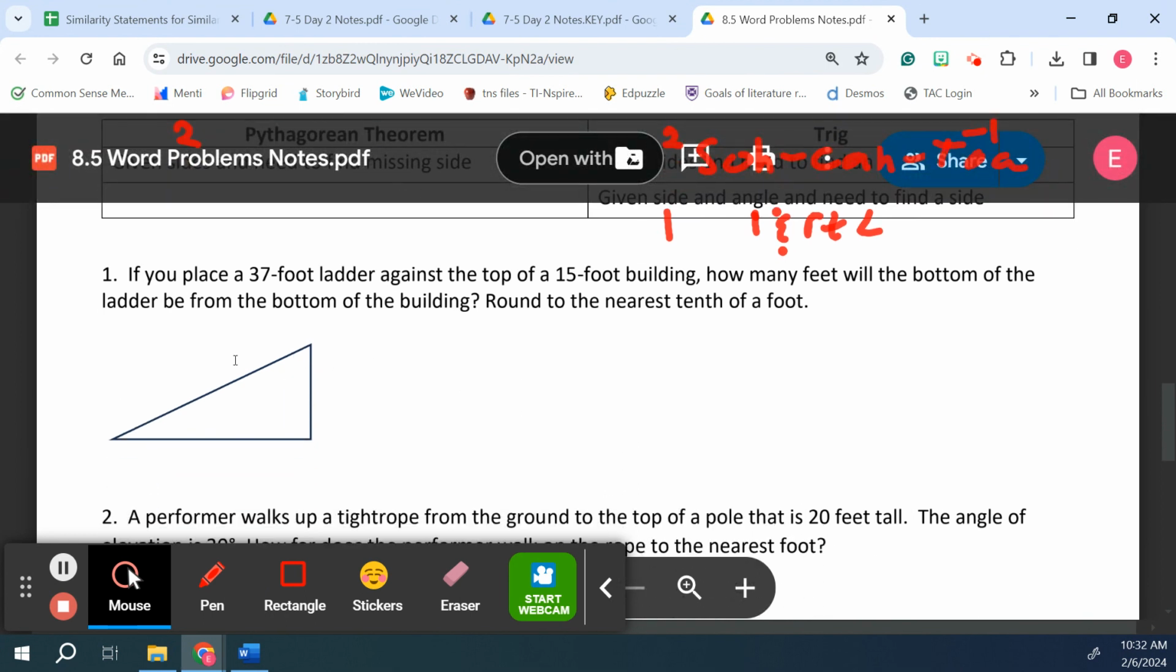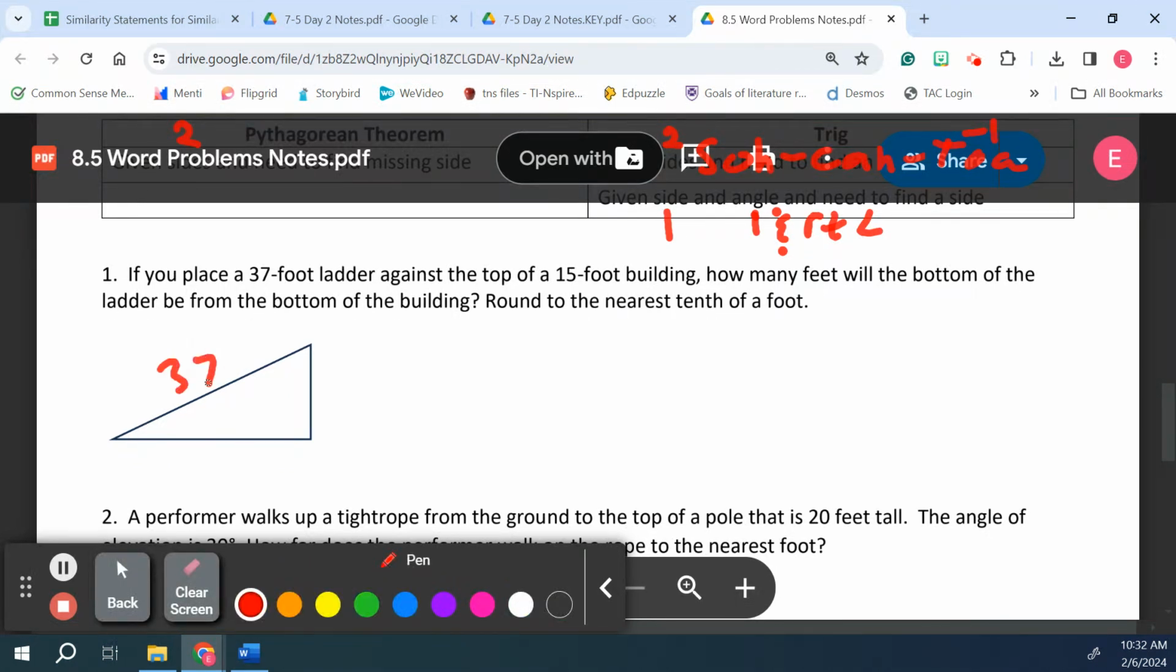If you place a 37-foot ladder against the top of a 15-foot building, how many feet will the bottom of the ladder be from the bottom of the building? Round to the nearest tenth of a foot. So here's what they're saying. The ladder is going to be your hypotenuse, so this is where I'm putting 37. The 15-foot building should be landing right here. And this should be a right angle with the building and the ground, unless it's the Leaning Tower of Pisa, which is something else. And then that's the side I'm missing.